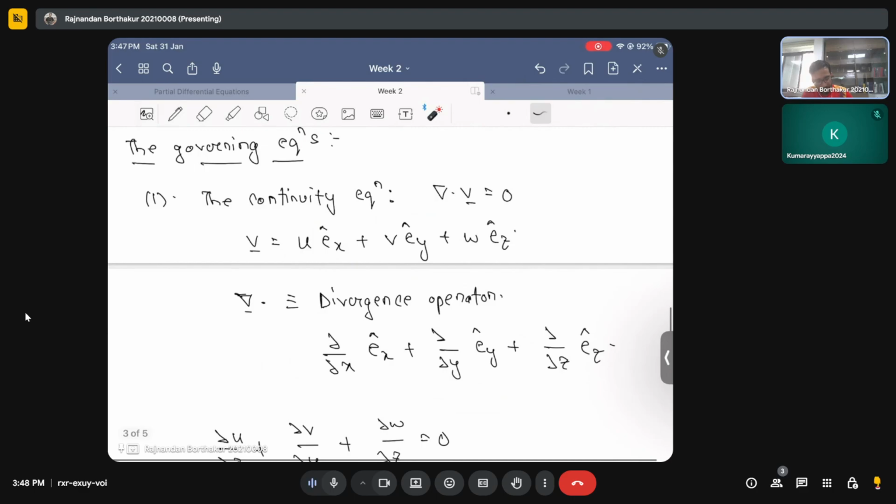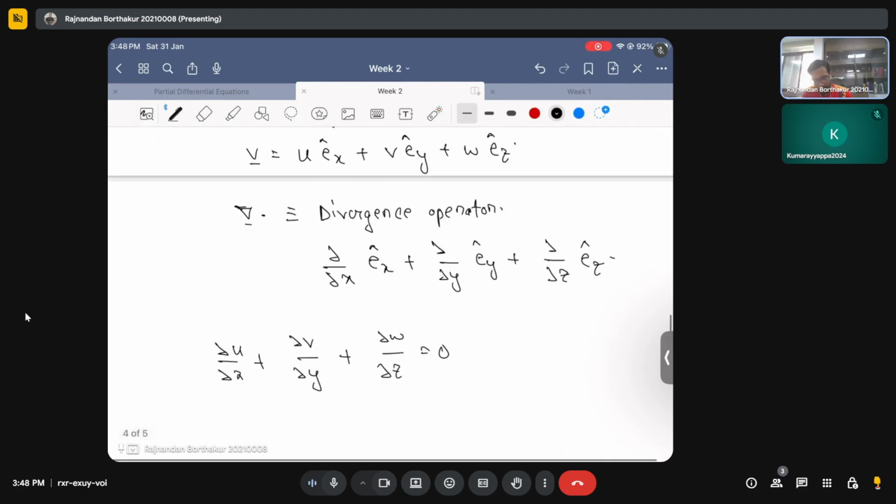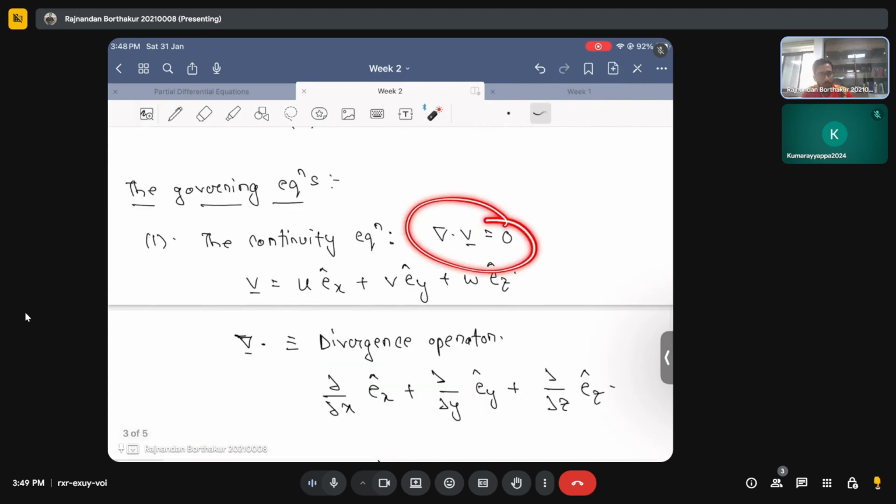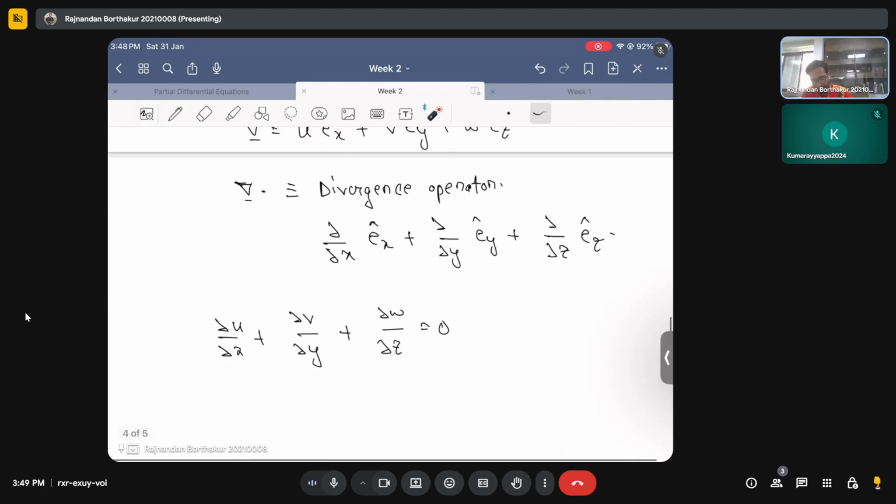You cannot have terms like ∂u/∂y typically, because when you do e_x dot e_y, this will go to 0, because e_x and e_y are two orthogonal unit vectors, which means that the dot product between the two is equal to 0. I hope this is clear to you, why and how we get this form. So that's the continuity equation that we have.